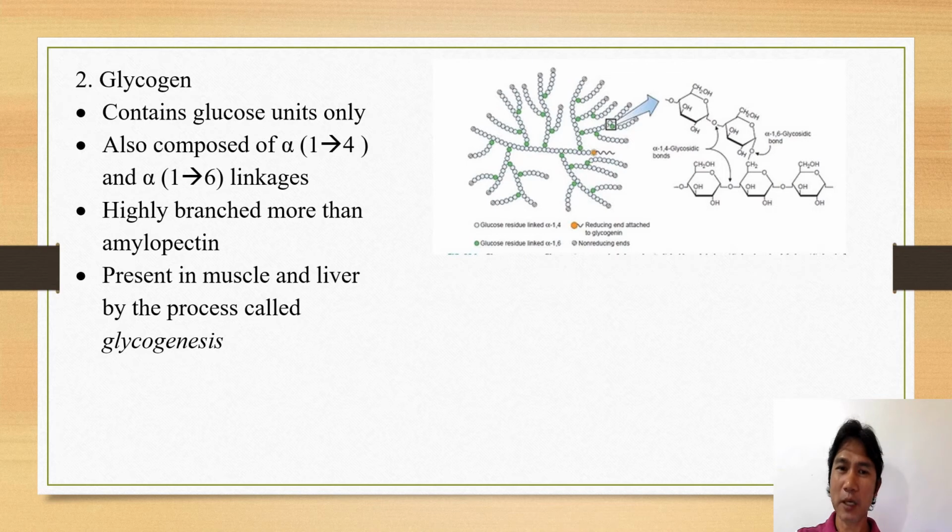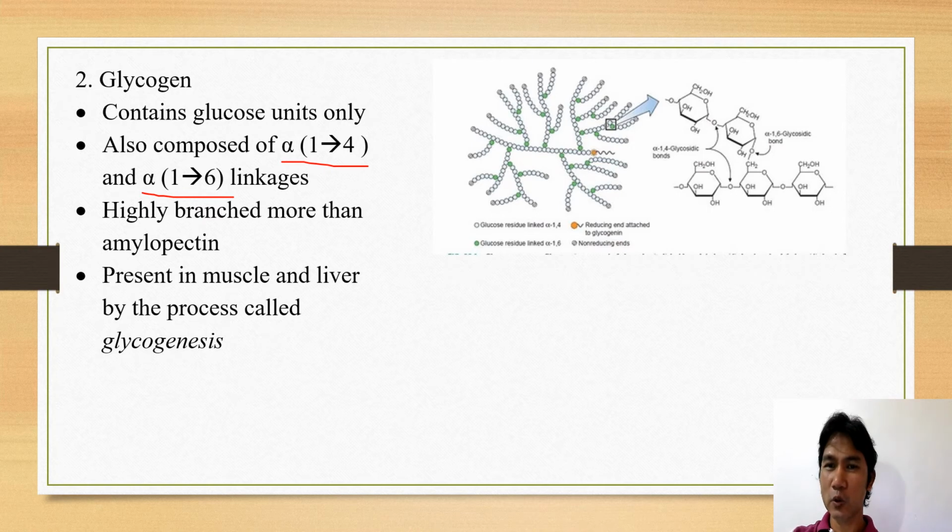The metabolic pathway that produces glycogen is called glycogenesis. As I said, glycogen is a highly branched molecule, and the glucose units are linked by alpha 1,4 or alpha 1,6 linkages. So highly branched, more than amylopectin.